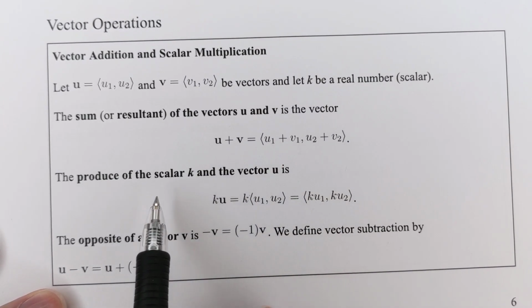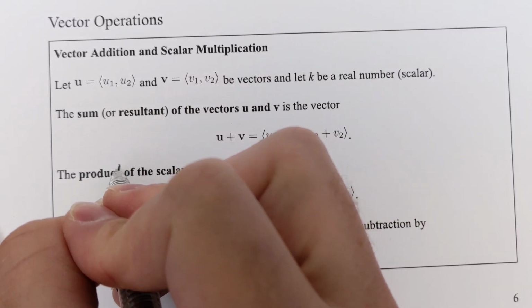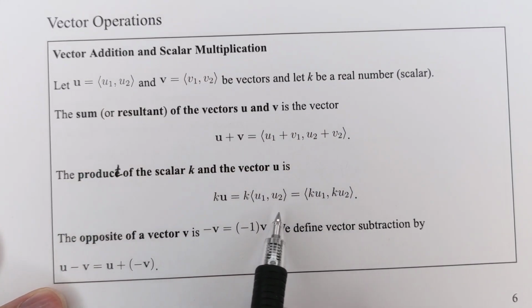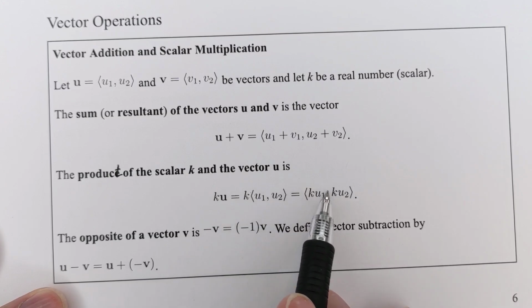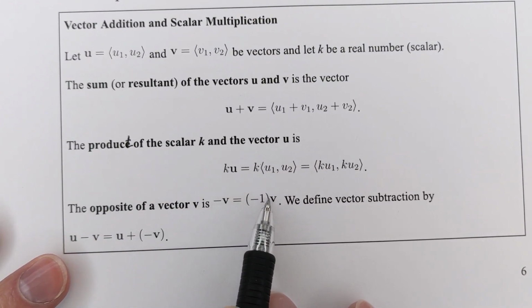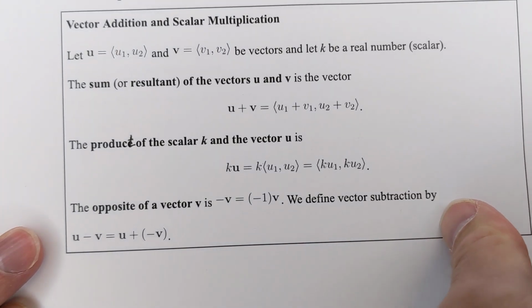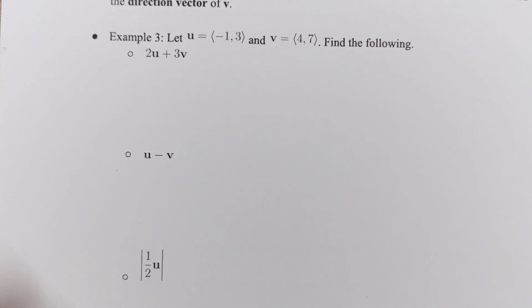Same thing works for difference. The product of the scalar k, you just distribute into the vector. The opposite of vector V is negative V, or negative 1 times V. So that's how you do subtraction. You add the opposite vector, but it's the same thing as regular subtraction.